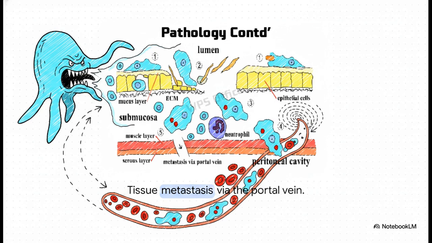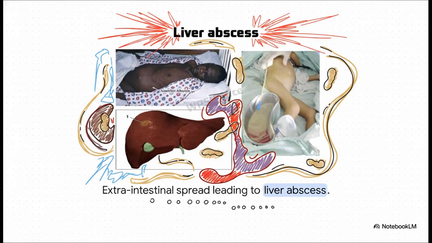The trophozoite can break right through that protective mucus layer, digest the epithelial cells, and penetrate deep into the submucosa. And once it's there, it hits the jackpot, the circulatory system. By hitching a ride on the portal vein, these microscopic invaders can travel far, far beyond the intestine. Yep, the gut is sometimes just the beginning.